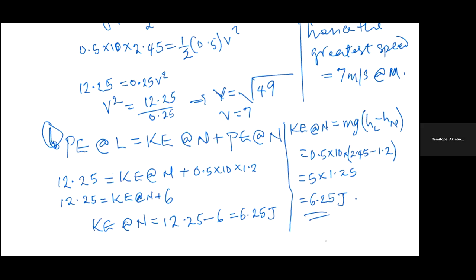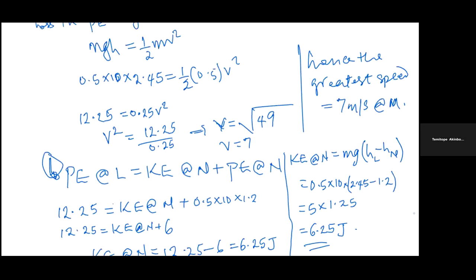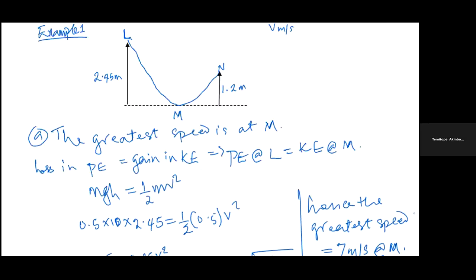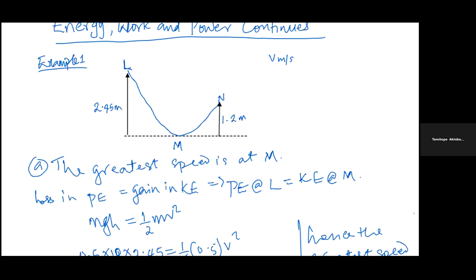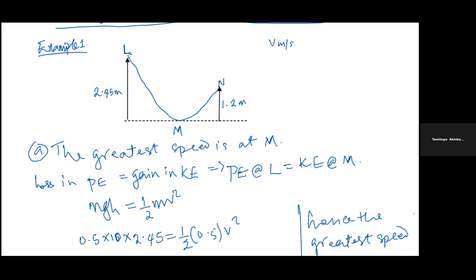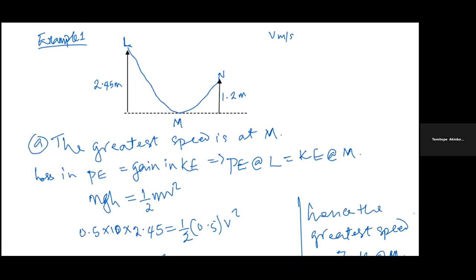So now question C says we should find the least value of V for which the particle will reach L, and the projection took place from N this time. Let's go back to the diagram, and I want you to observe those values we have obtained. Initially, the projection starts from L. It will pass through M and goes to N. While coming from L to M, because it's coming down, there will be loss in potential energy and gain in kinetic energy. So you can see that at M, we obtain the greatest speed, which is 7 meters per second.